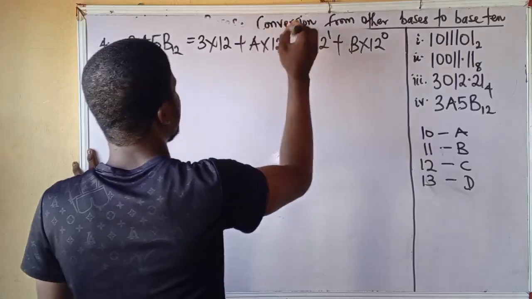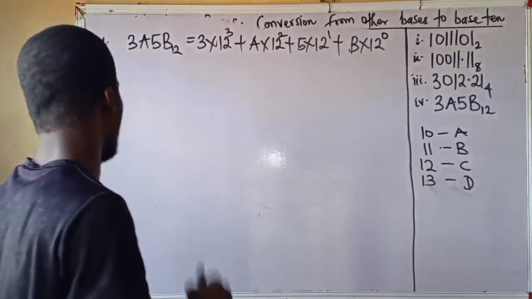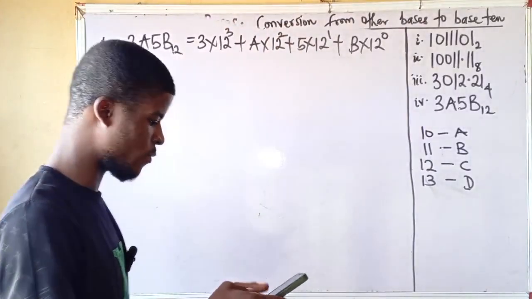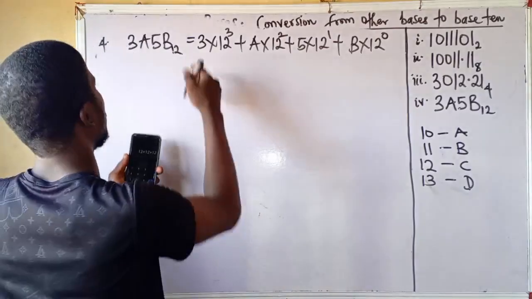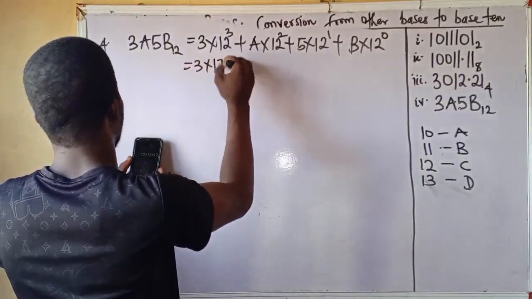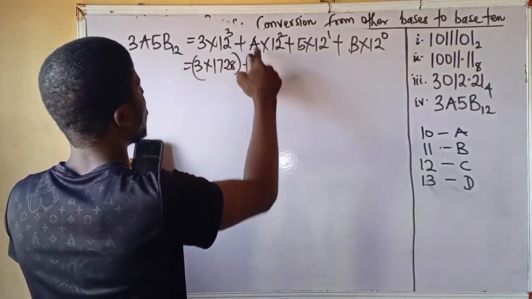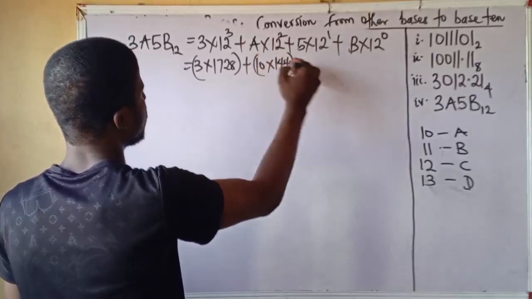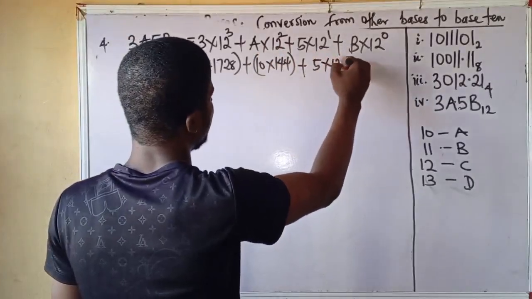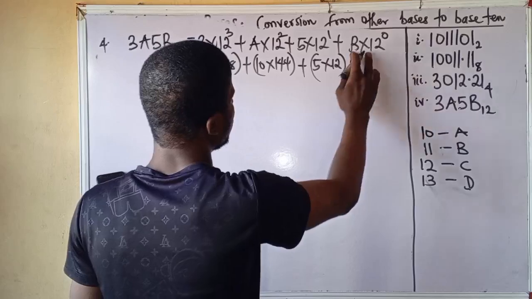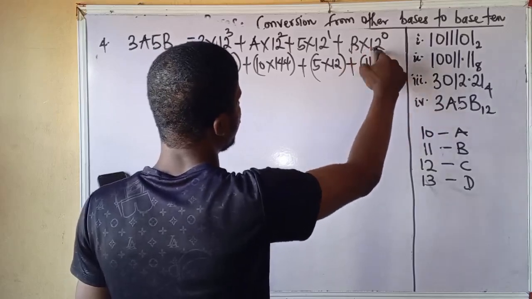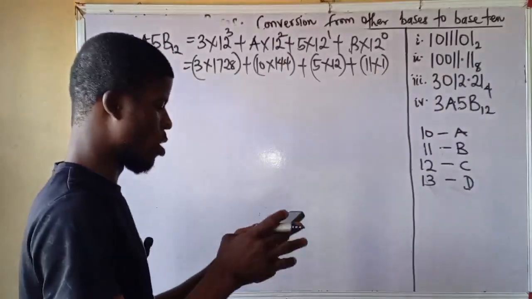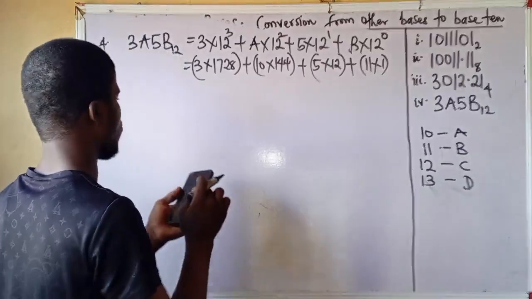0, 1, 2, 3. So what is 12 raised to the power 3? That is 12 times 12 times 12, 1728. So this is actually 3 times 1728. A is 10, I said that, so this is 10 times 12 squared, which is 144. This is 5 times 12. B is 11. This is 11 times 12 to the power of 0 is 1. So what is 3 times 1728? 5184.